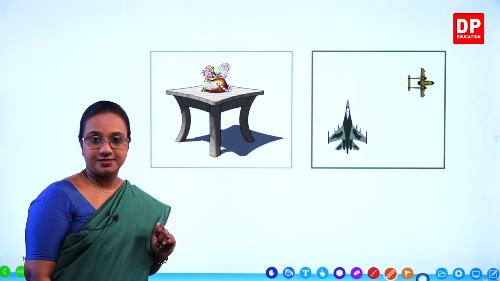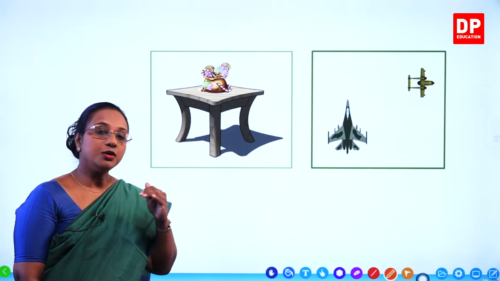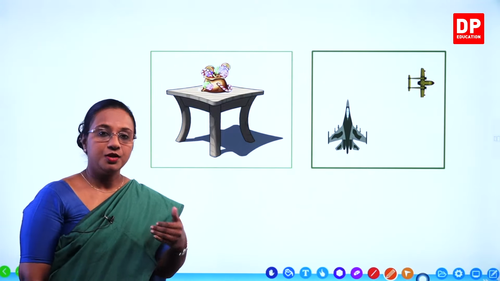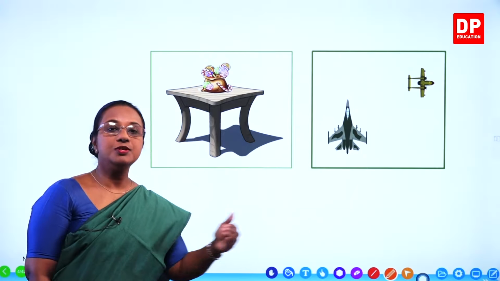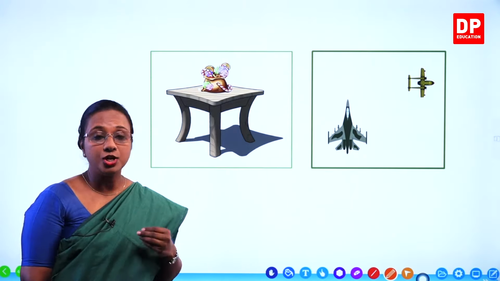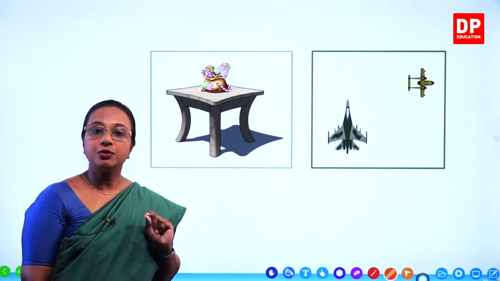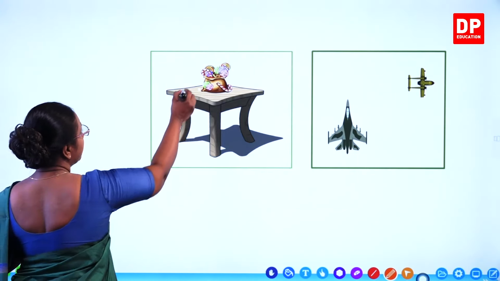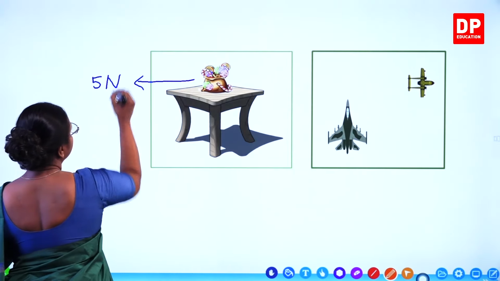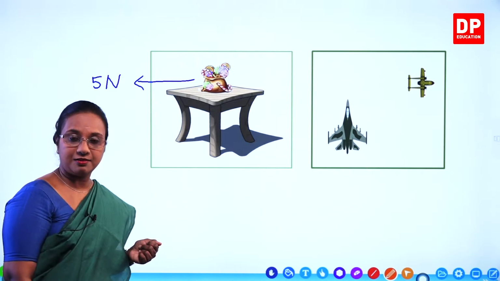Now look at this example. There is a bag of candy on the table. Now you and your friend want to share this bag of candy. So first your friend pulls the bag towards himself. When we say pull, you all know a pull or a push is a force. So let's say your friend applies 5 Newton force to pull the bag towards himself.